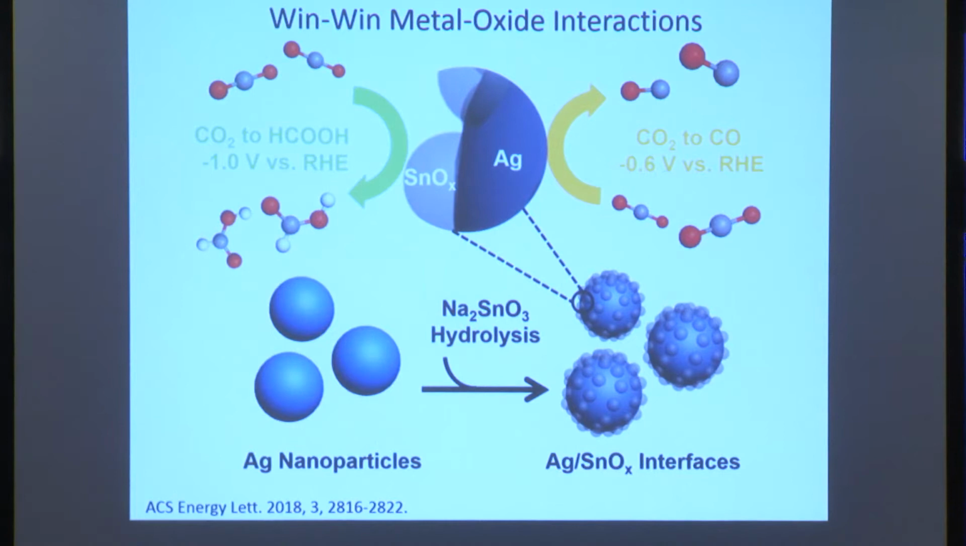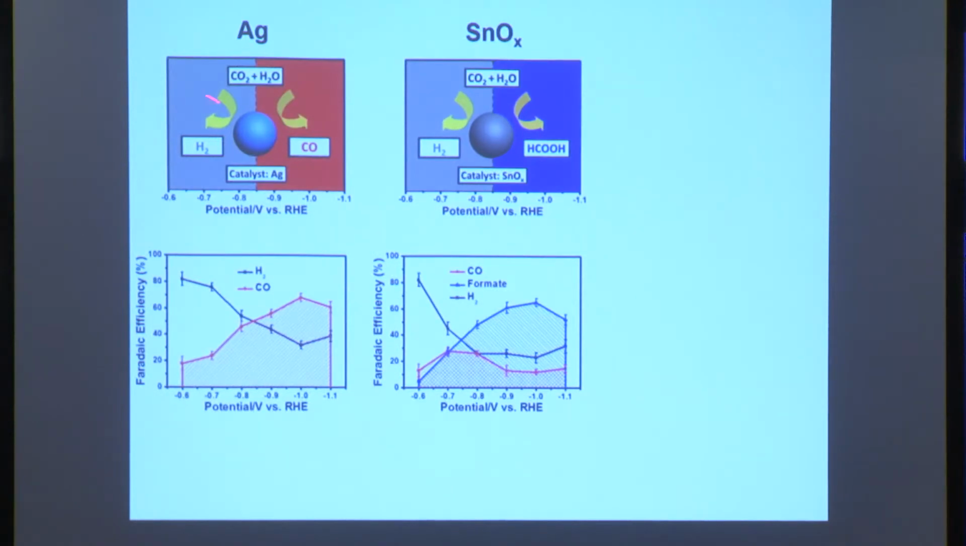Then if we go to a different potential, which is more negative, then the tin oxide becomes a major player, and the silver becomes a promoter. It helps the tin oxide to convert carbon dioxide to formic acid, right? So the data, right? If we look at the silver itself, it reduces CO2 to CO at negative potential, not so selective, 70%, right? And then tin oxide, at negative potential to formic acid, not so selective, 65%.